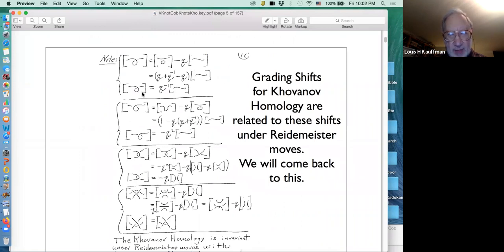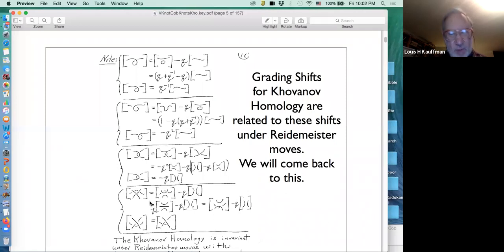I just remind you what happens. We might come back to this if we wanted to calculate something, that under a positive curl, you get a q inverse, and under a negative curl, you get a minus q squared. And under a second Reidemeister move, you multiply by minus q, and it's invariant under the third Reidemeister move.